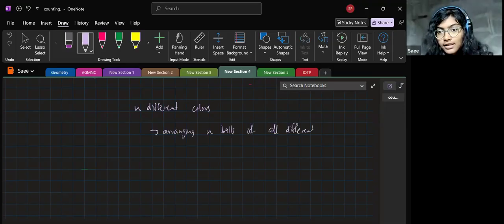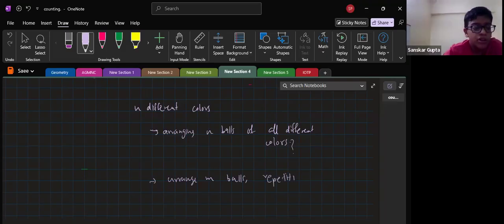This is one thing. And another question. So this is the question for without repetition, right? What if we allow repetition? So let's say, arrange m balls, but now repetition is allowed. Like all balls are distinct.